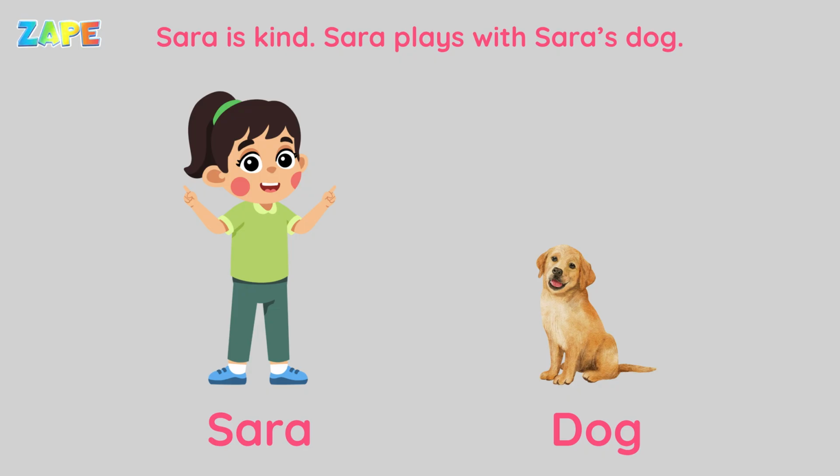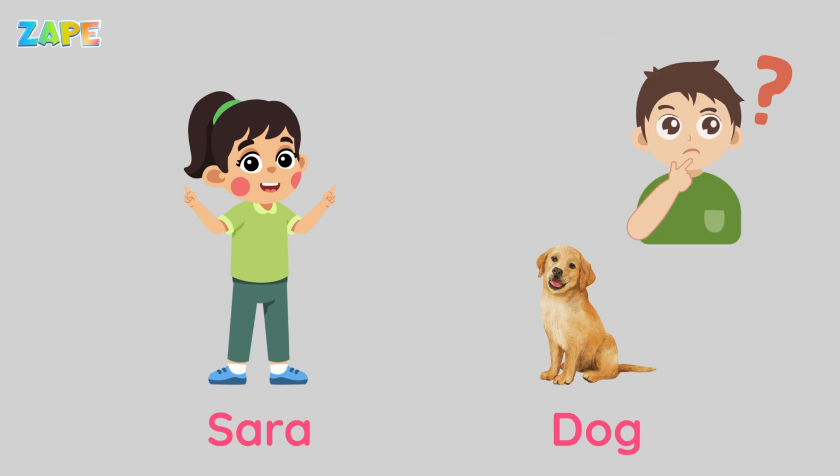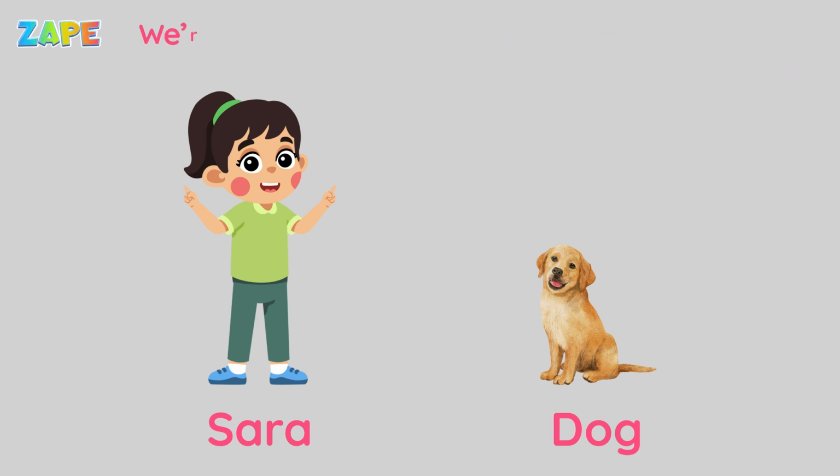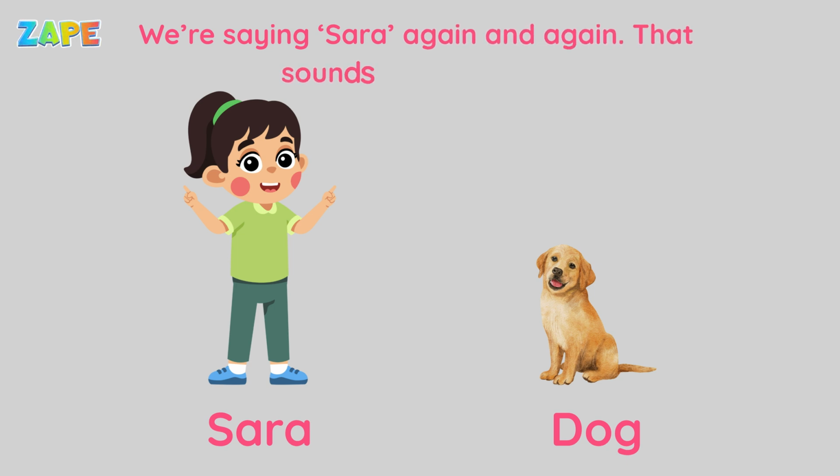Look at this sentence. Sarah is kind. Sarah plays with Sarah's dog. Did you notice something? We're saying Sarah again and again. That sounds a bit strange.